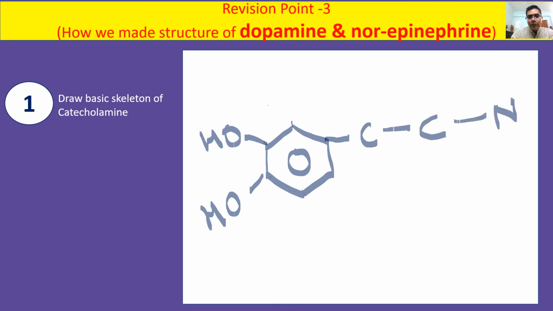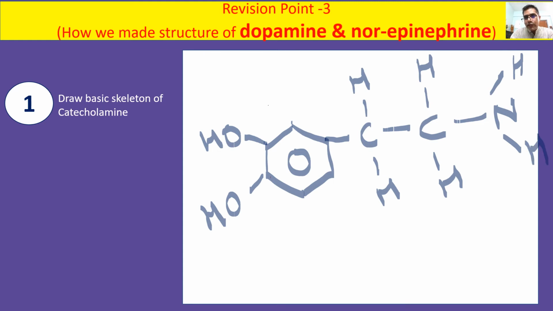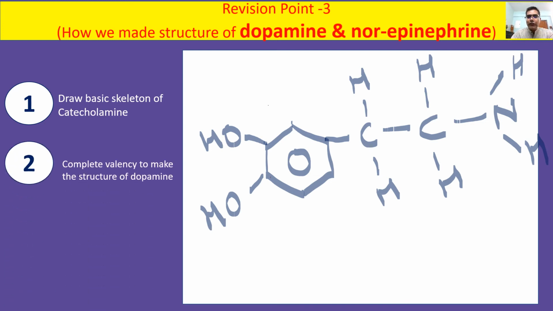And in the amine part, what I have done is I have completed the valency of carbon and the nitrogen. Carbon has 1, 2, 3, 4. Nitrogen has 1, 2, 3. I have completed the valency, and here is the structure of dopamine. So this is your dopamine.